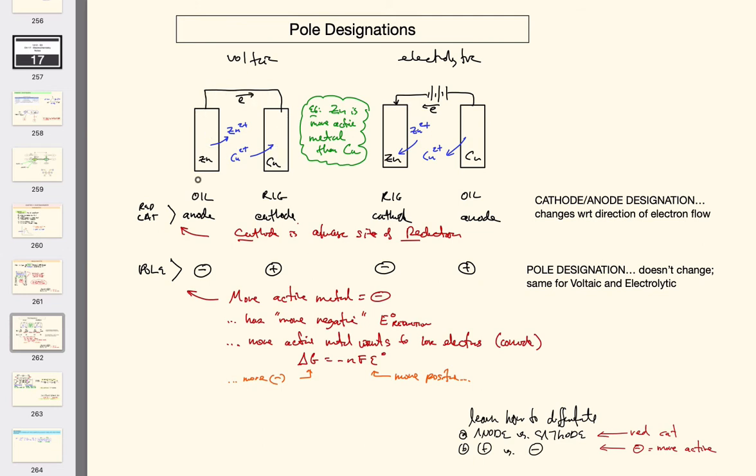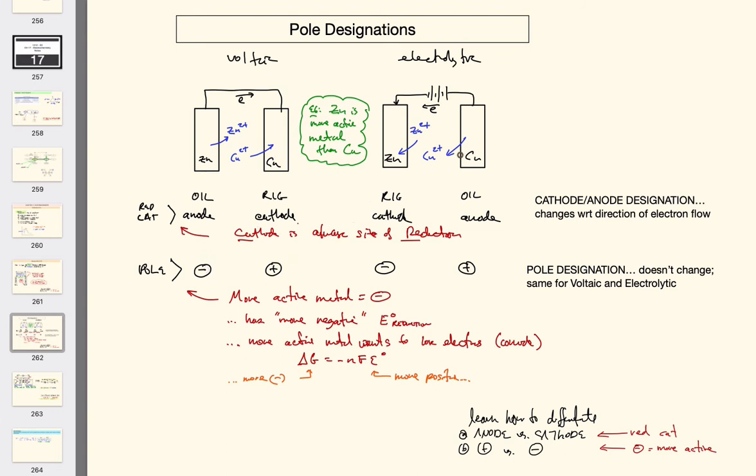Okay, so let's look at what that means. First of all, what's being reduced? Copper. Reduction is gain. What's gaining electrons? Copper. Therefore, copper is the cathode. Red cat. If this is the cathode, then this is the anode. Anode is where oxidation occurs. Okay, that's easy. But what's your negative and positive pole? Well, we just said zinc is more active, so that is your negative pole, and copper is your positive pole.